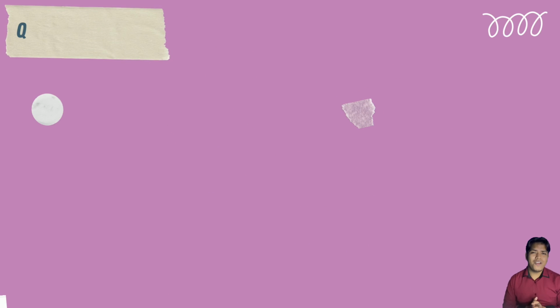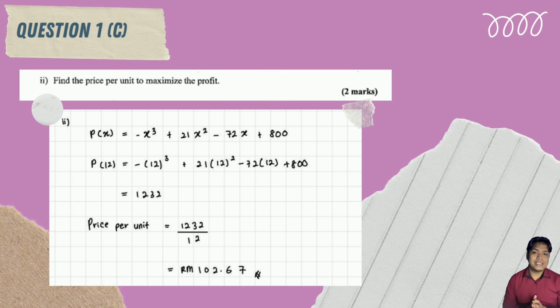Okay, let's move to the very last question, which is question 1c Roman 2. Find the price per unit to maximize the profit, 2 marks. We are already given the profit function, which equals negative x cubed plus 21x squared minus 72x plus 800. So we use the value that we already got, which is 12, and substitute it into the profit function, then we will get 1232. But it's not the final answer. To get the final answer, we must divide 1232 by 12 to get the price per unit.